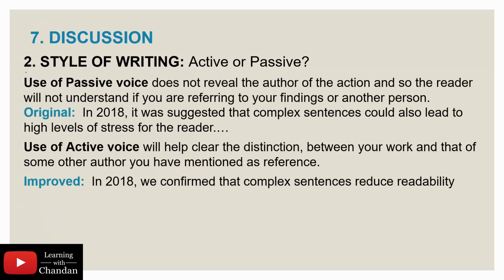The next point is to check for the style of writing, whether we should follow active or passive form. For this, consider the original example. Here, it is not clearly indicated whether the suggestion was made by the current author or it was a suggestion of any reference which is mentioned in the paper, because it is highlighted in passive voice, which does not reveal the author or the action the author has followed. So the reader will not be able to distinguish between your finding or the finding of any other people you have mentioned as reference. The improved tone is this.